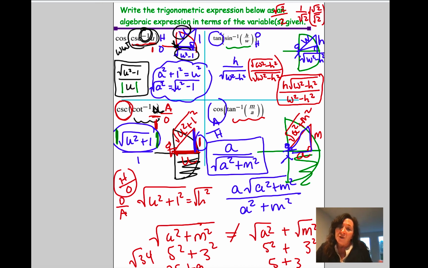And if you were me, you're like, Mrs. Smith, I'm going to be Mrs. Smith, right? You would put an absolute value here because the hypotenuse is always positive.